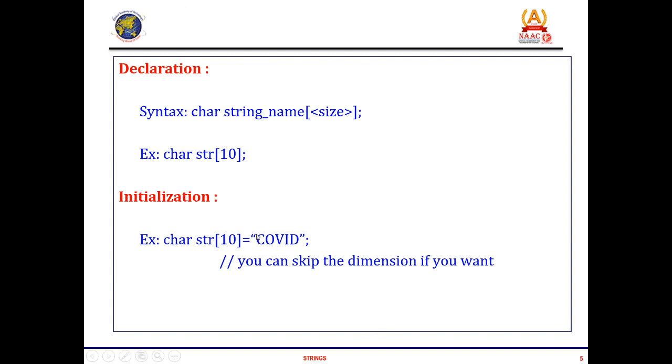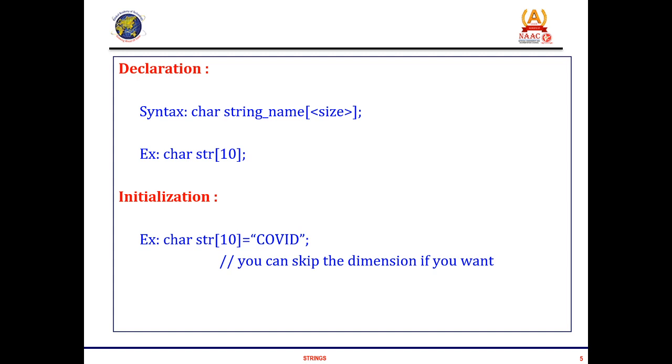You have this one here. So the entire set of characters, look at this, the characters are C, O, V, I, D. The entire set of characters is enclosed within a pair of opening and closing double quotes, right? That means COVID is a string which I am initializing to a character array called str, right? And we have also seen in the previous topic that when you are trying to initialize the elements of an array, you can always skip the dimension.